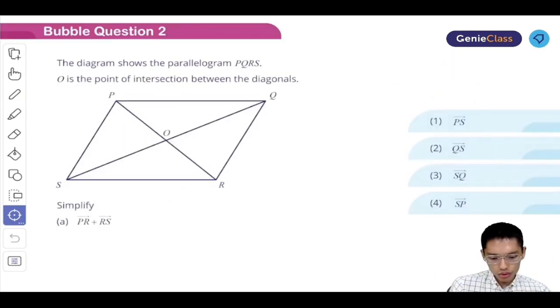Bubble question 2. Okay, looks very tedious over here, but let's see how we can do this. Okay, simplify the vector PR plus RS. Okay, what do we have? 30 seconds. Try to read it through. Launching the bubble launcher in 3, in 2, in 1.